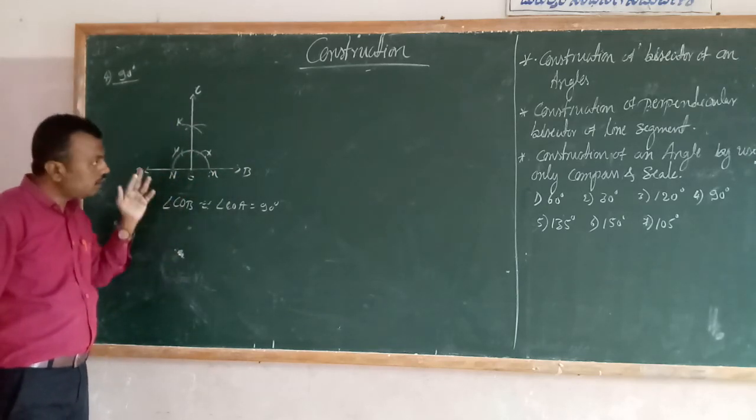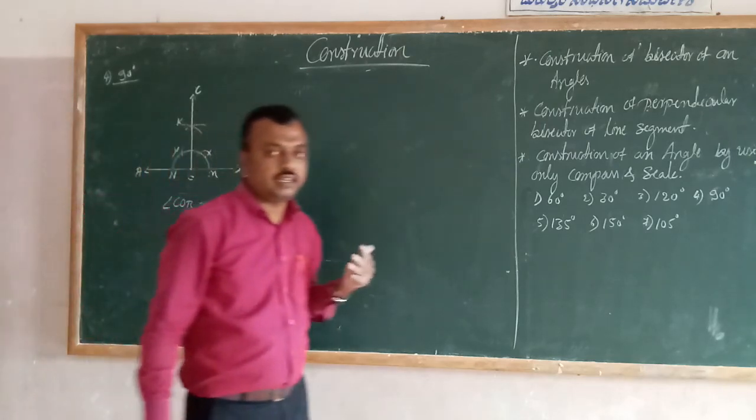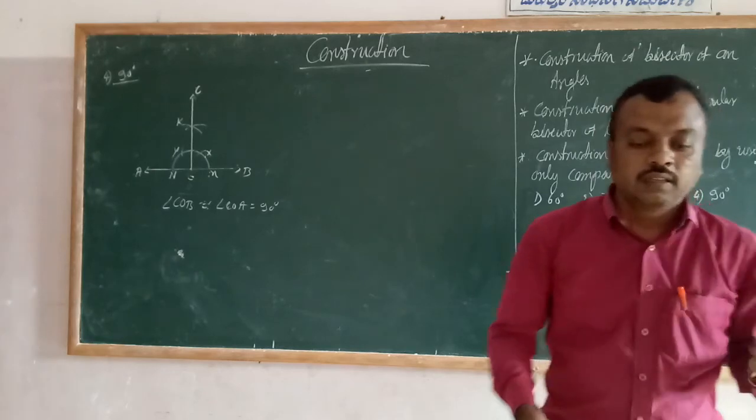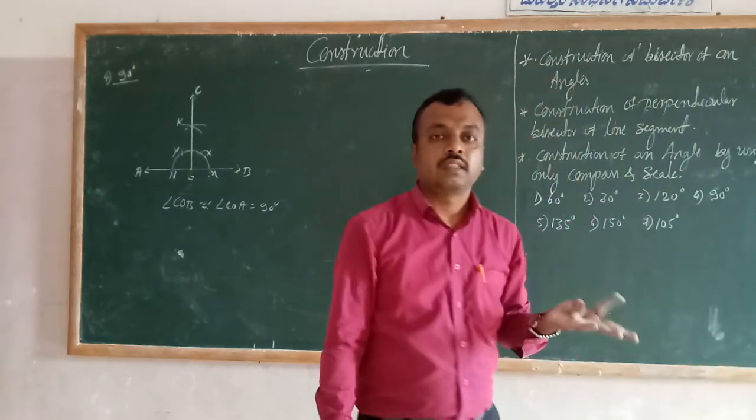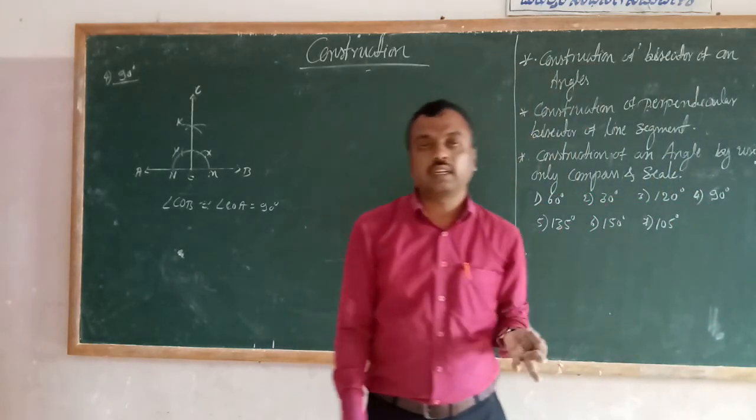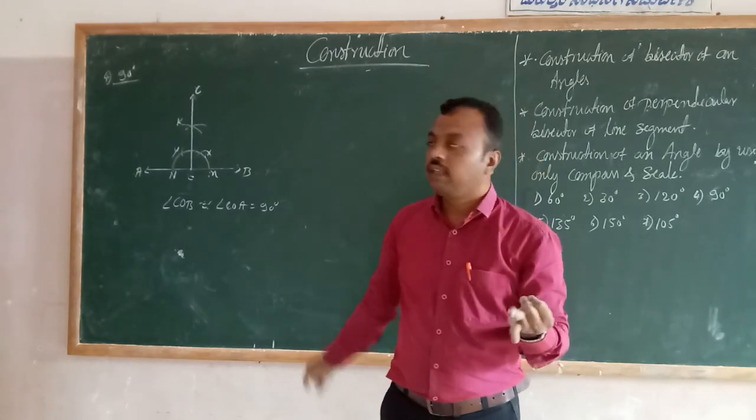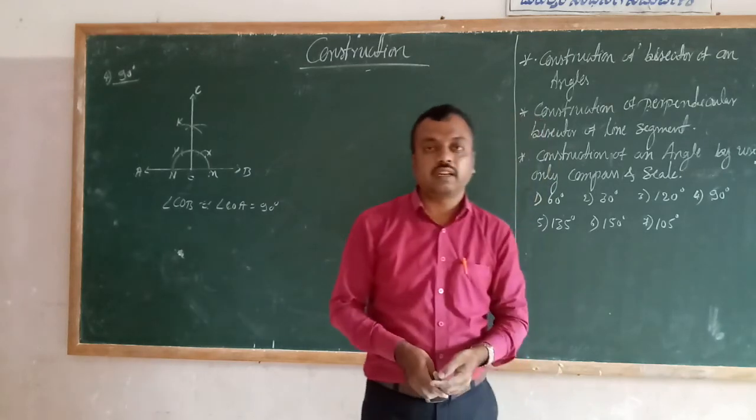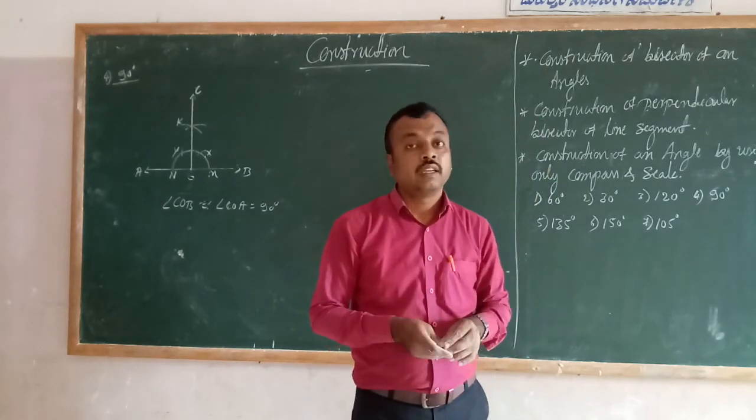Have you understood? These concepts were already learned in the 7th and 8th standard also. Is it right? So likewise you have to practice. First 30 degree, 60 degree, and then 120 degree. This is 90 degree. Dear students, the remaining 135, 150 and 105 degrees, I will show in the next classes.